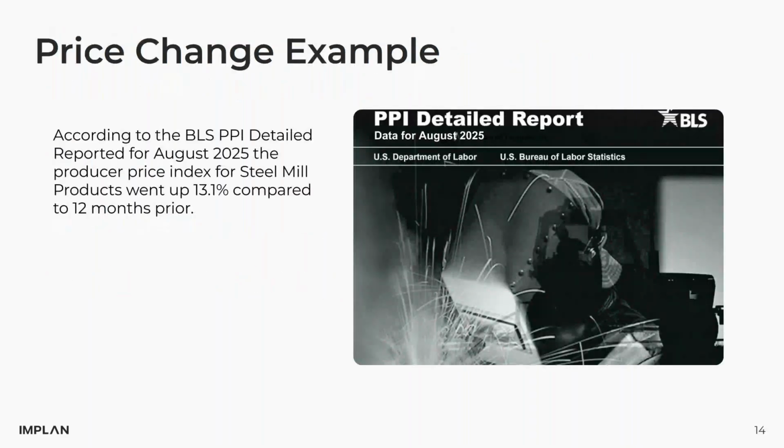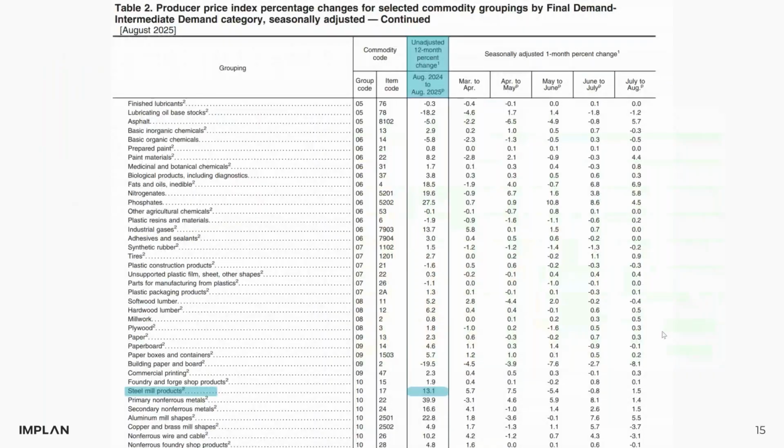As an example, we looked at the BLS PPI detailed report for August, and that showed the producer price index for steel mill products went up 13.1% compared to 12 months prior. So how would we look at this? Well, here's what we pulled. Here's table 2 out of the PPI using that unadjusted 12-month percentage in steel mill products, that 13.1% that you see there. So how we're going to run this?